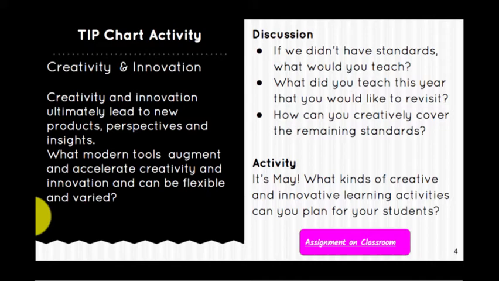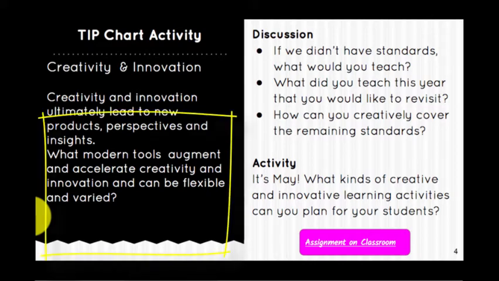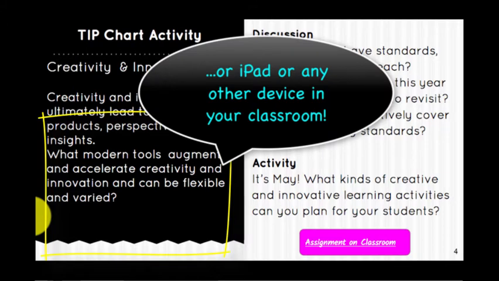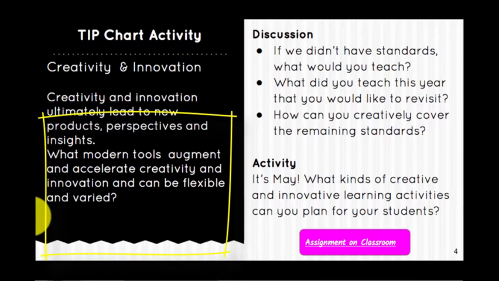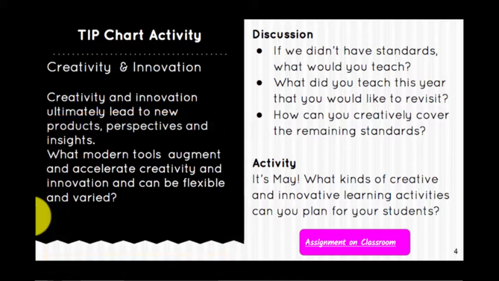And so one of the things I want you to think about is what modern tools augment and accelerate creativity and innovation and can be flexible and varied. So one of the automatic ones should be your Chromebook. It's a great way of allowing kids to do things that normally they wouldn't be able to do, whether that's creating videos, or going on a virtual field trip, or creating a virtual field trip, or thinking about innovative problems that they wouldn't be able to practice with in class. I know that some science teachers use a variety of sites to do modeling and virtual labs that aren't possible in most classrooms.